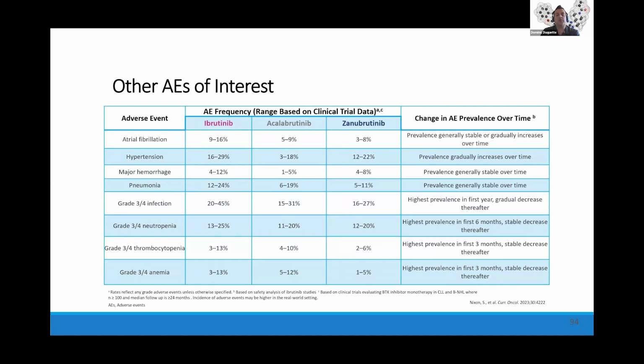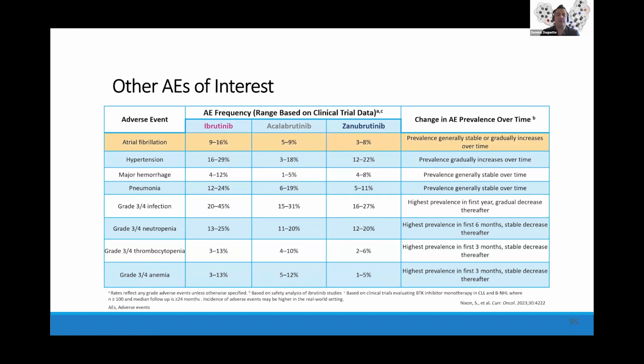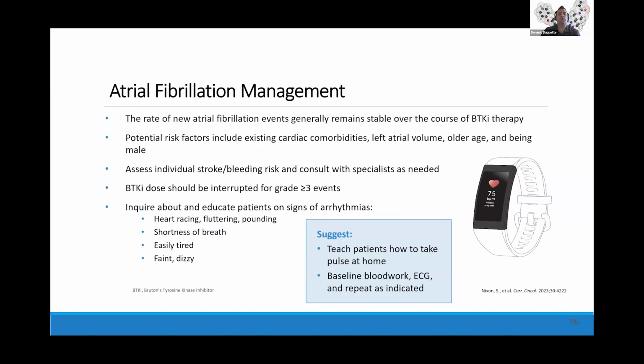Now, there are other adverse events of interest that are less frequent, but are problematic. Atrial fibrillation is one. So what can we do about that? We need to find those patients. We can use the new technology that's available. If the patient is wearing an iPhone watch, it can detect atrial fibrillation, but most of our patients are older and not wearing iPhone watches.